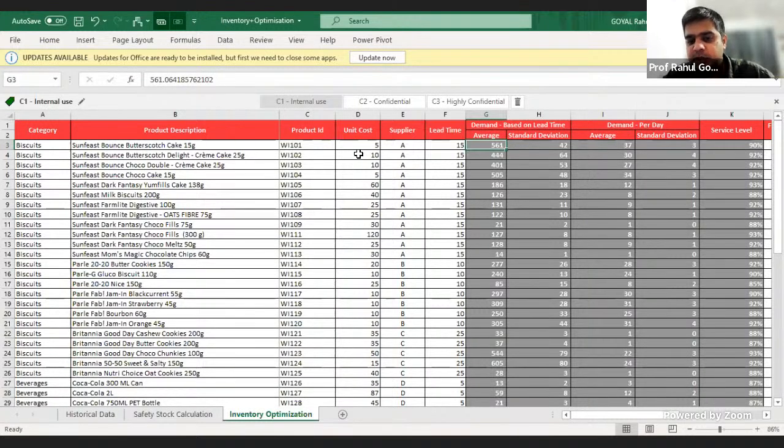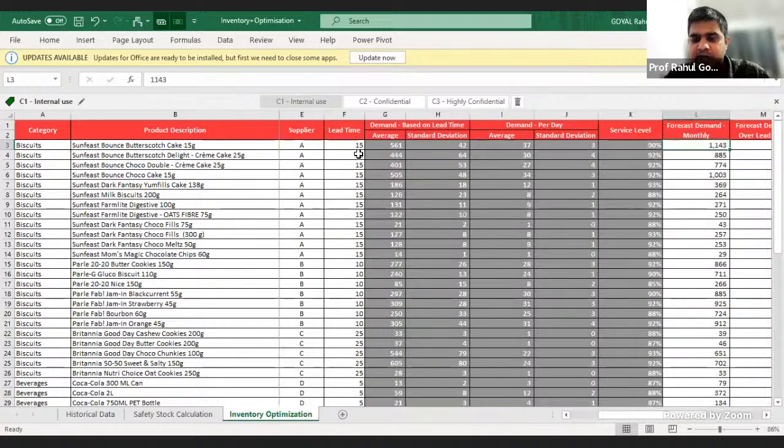It is 561 units, and there's a standard deviation as well, right? And then you have average demand per day and standard deviation on a daily basis. You want to keep a 90% service level, right? So while your average demand is 561, you are okay with a 90% service level and 10% stock out. And this is your monthly forecast. This average 15 days demand is based on your historical sales data, and this is your new monthly forecast demand that has come.